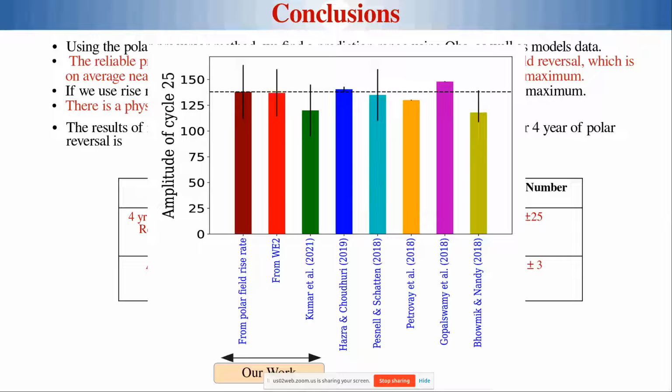Here are the first 3 predictions done by us, and our prediction is very close. It says that cycle 24 is slightly strong. Cycle 25 will be slightly stronger than cycle 24.